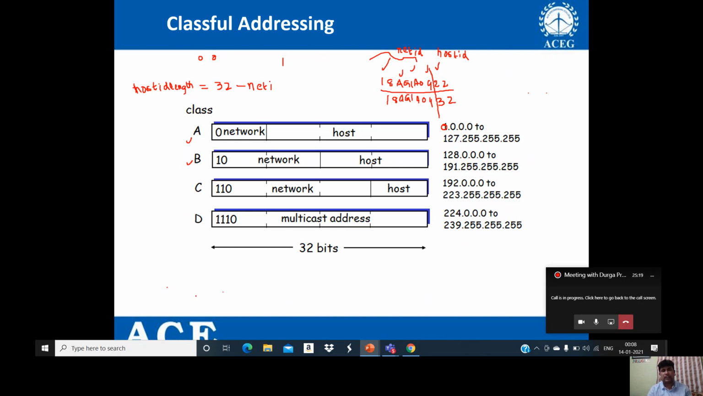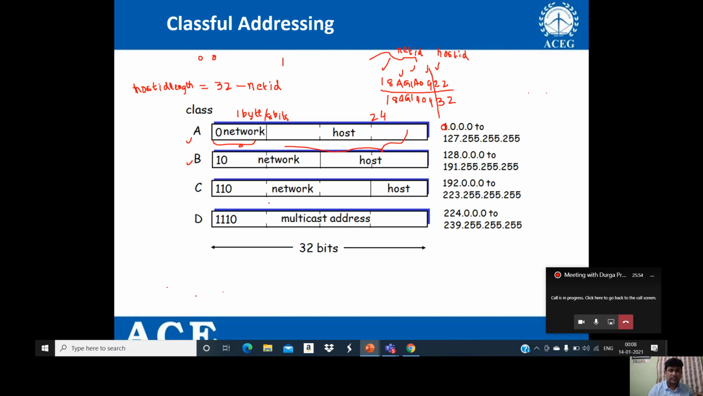So for instance, in class A, the network ID length is 8 bits or 1 byte. So what will be the host ID length? 32 minus 8 bits. So in case of class A, the host ID length is 24 bits. And remember, this length is fixed in case of classful addressing.